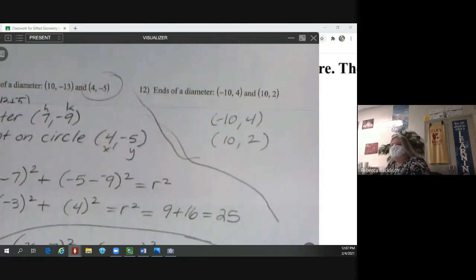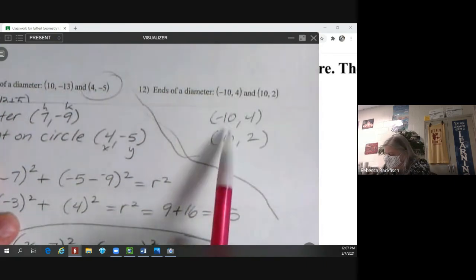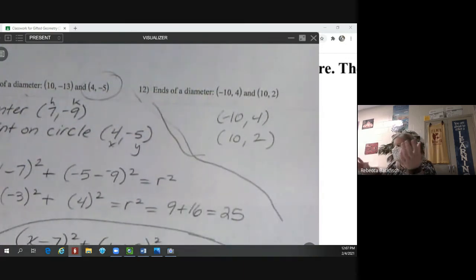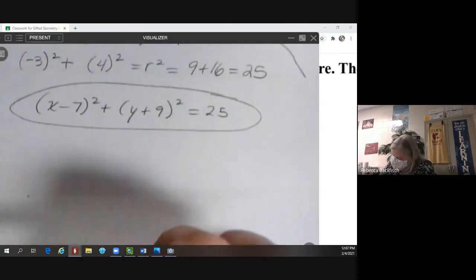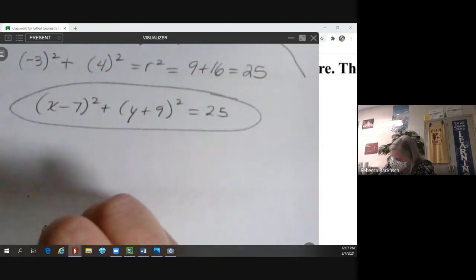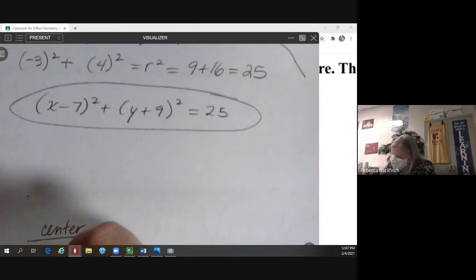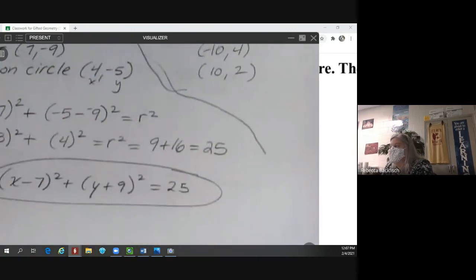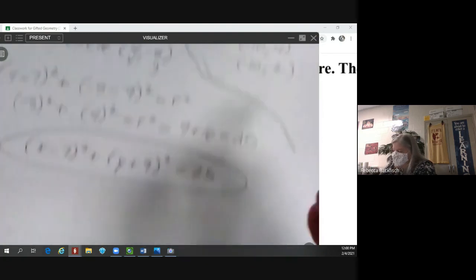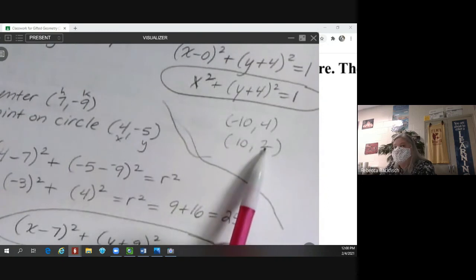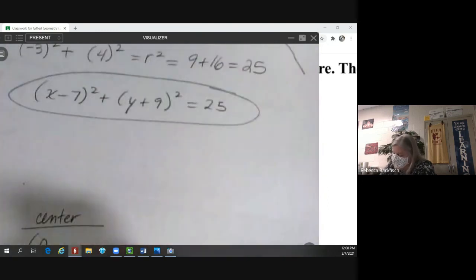Okay, so if those are two endpoints of a diameter, then the center of the circle is immediately in between them, the midpoint. The middle of -10 and 10 is just 0. So my center has 0 for its x-coordinate. And the middle between 4 and 2 is 3. The number right in between is the same as the average. We could also do that by 4 plus 2 is 6, divided by 2 is 3. So here's my center.